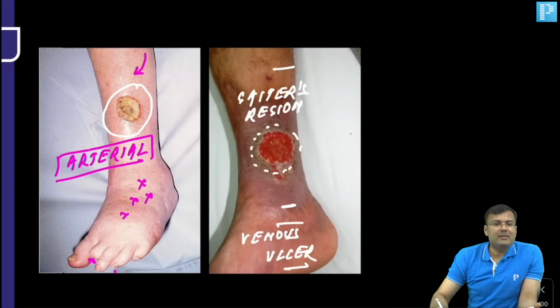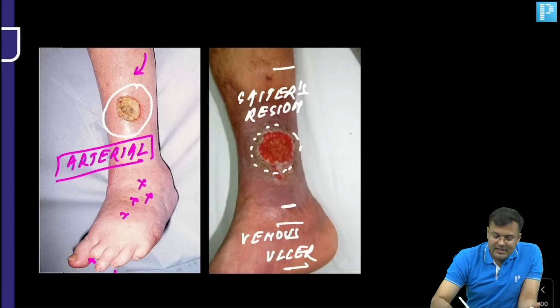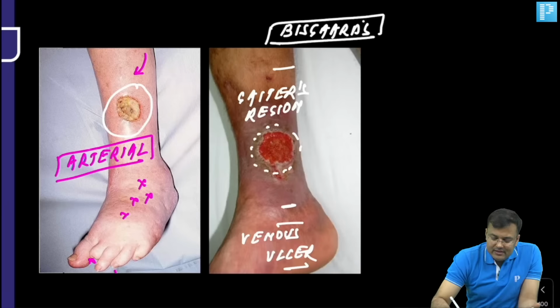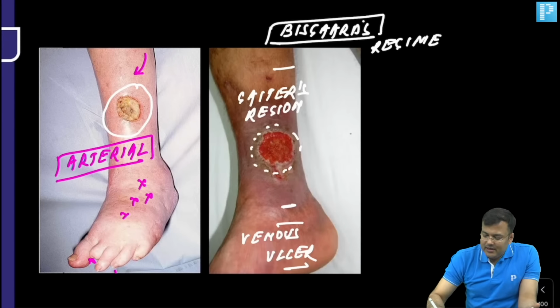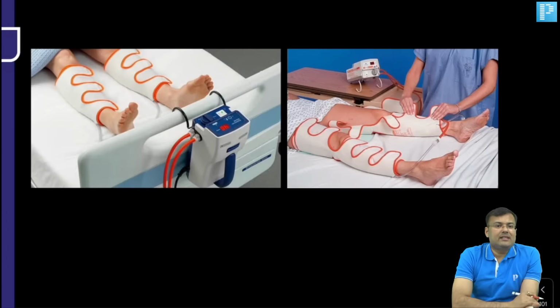Clear? Can you tell me, for venous ulcer we follow a regime. What is the name of this regime? Guys, you know, we follow Bisgaard's. It is Bisgaard's regime. Clear? Next. What is this?